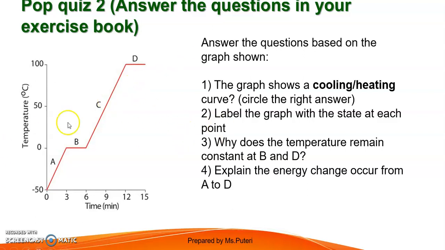The last question: explain the energy change that occurs from A to D. From A to D, we already identified that A is solid and D is continuing the transition into gas. Therefore, the energy change in this particular graph is actually absorbing. So this particular element is absorbing energy from the surroundings into the particles. Therefore, it is an endothermic reaction.